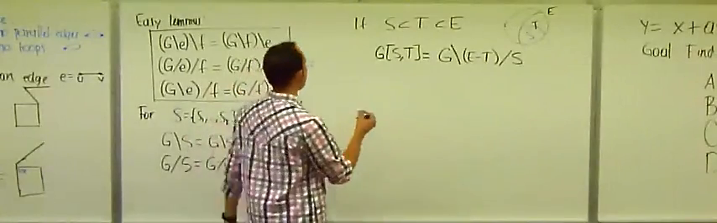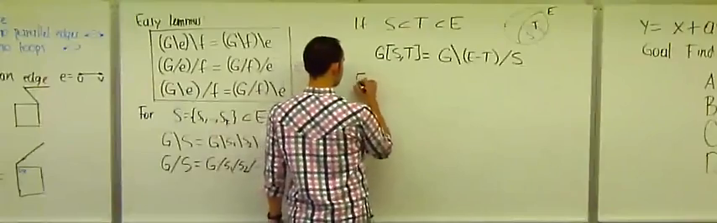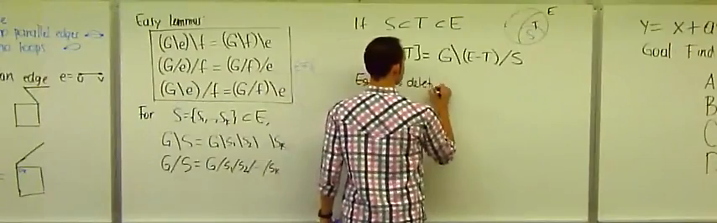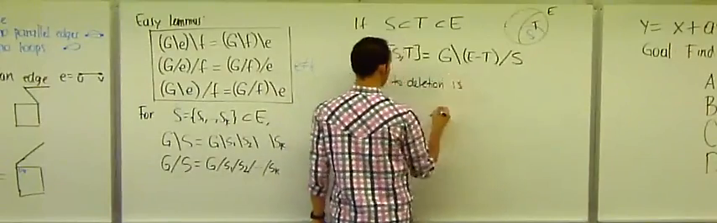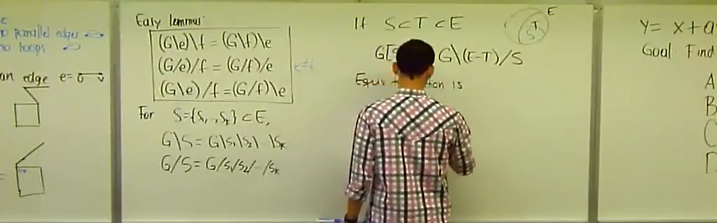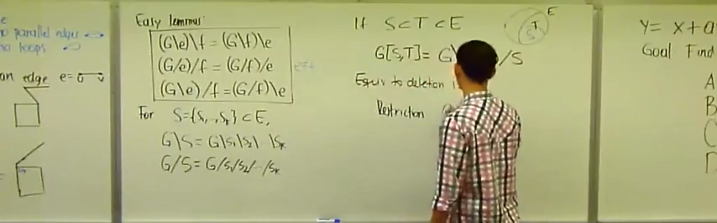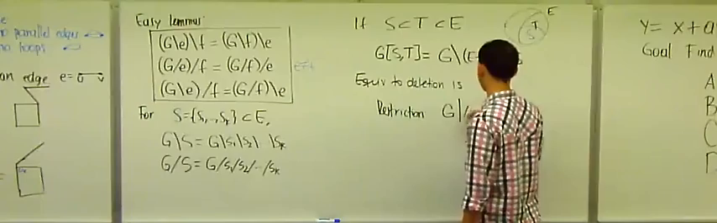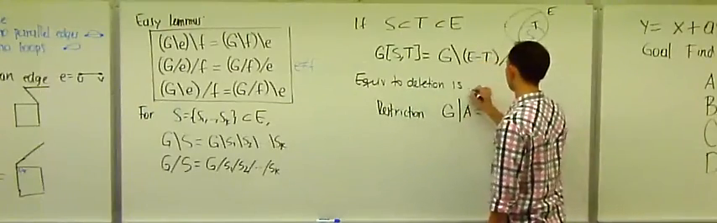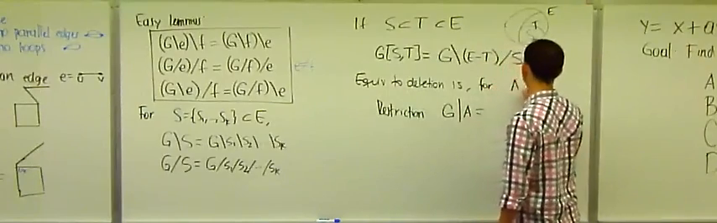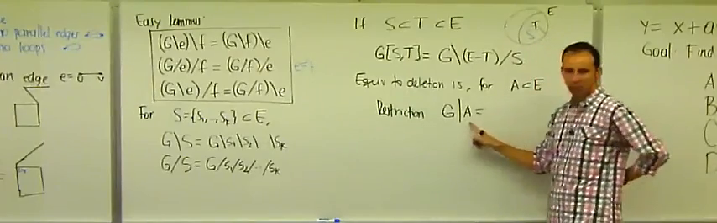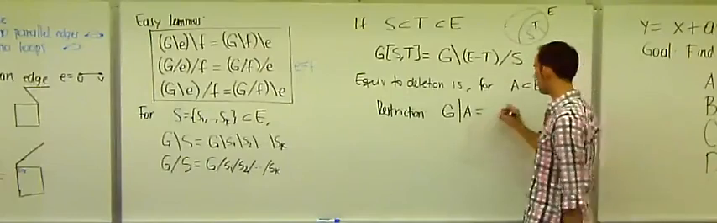Okay? Another definition that I want to make is that equivalent to deletion is restriction. So the restriction of G to A is what? Here A is going to be a set of edges. Okay? And so if I restrict to the set A, what I do is that I delete the things that are not in A.